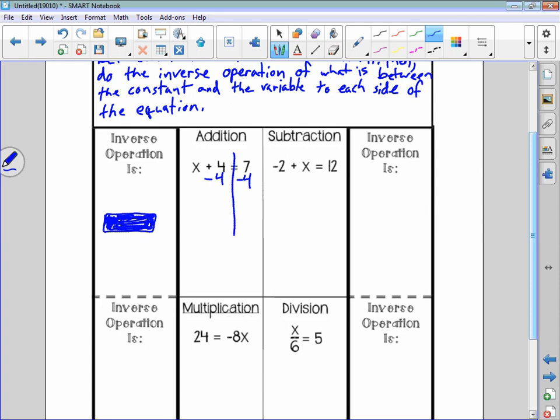And again, whatever I do to one side, I have to do to each side of the equation. That's why we put this line there. It helps us remind us that whatever we do on one side, we do to the other. These 4's get rid of each other. They cancel out. And then left with x equals 7 minus 4, which is 3.